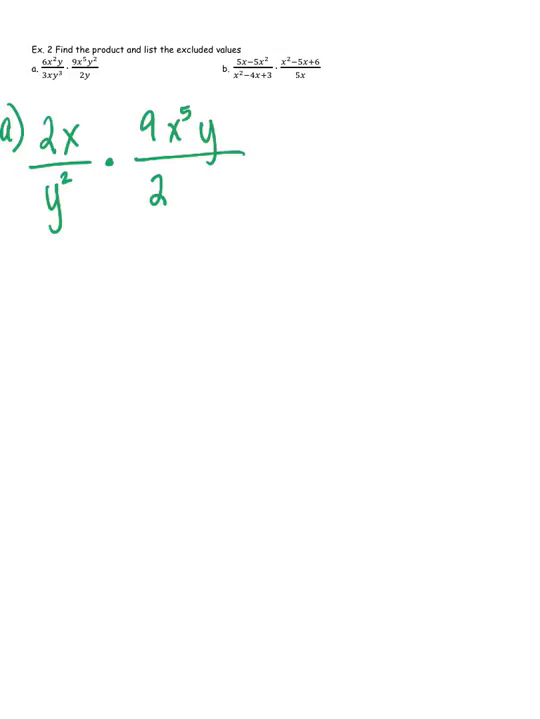So multiplying straight across, I know that a 2 times a 9 is an 18. I know that x times x to the 5th is x to the 6th power. And then there's nothing to be multiplied with that y, so it stays over 2y squared.